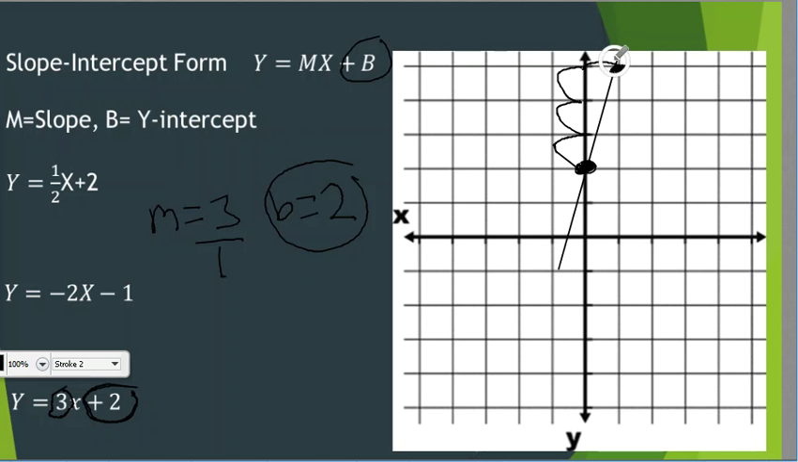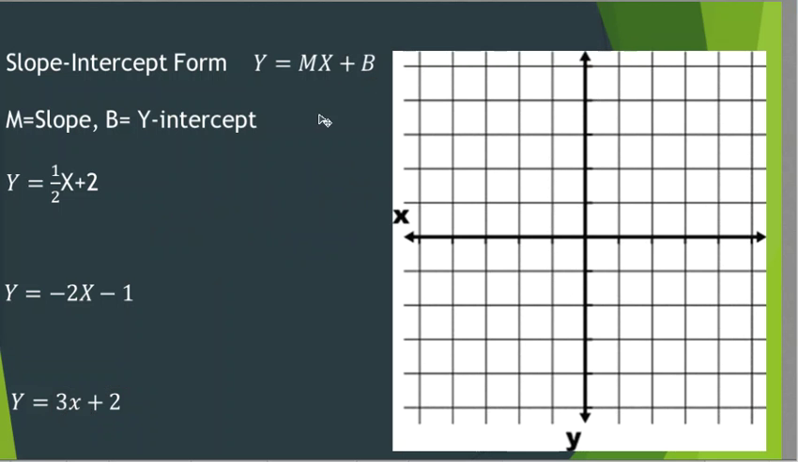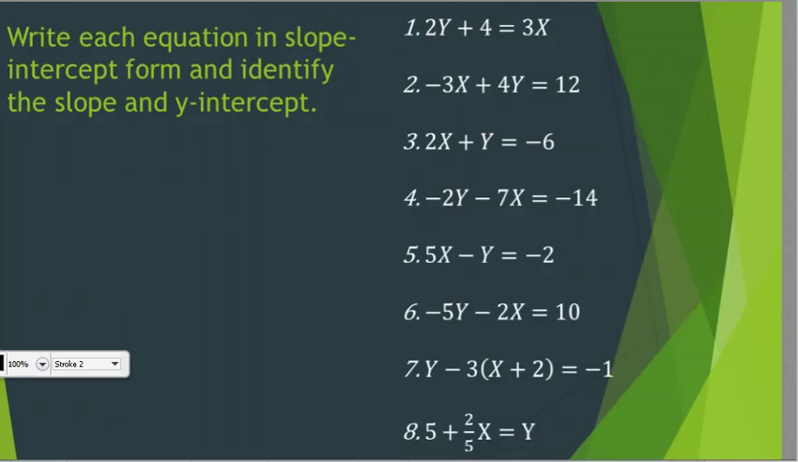So this is the graph of the line y equals 3x plus 2. Once you have your equation already in slope-intercept form, graphing a line using slope-intercept form is fairly easy. The trickiest part about this lesson is putting your equation into slope-intercept form and then being able to identify the slope and y-intercept. So for the remainder of this lesson, we are going to practice that. We are going to write each equation in slope-intercept form and identify the slope and y-intercept.